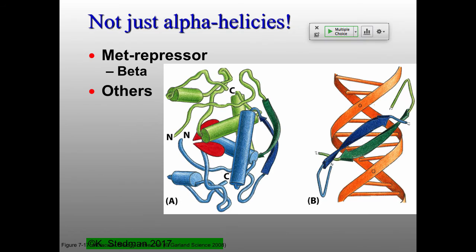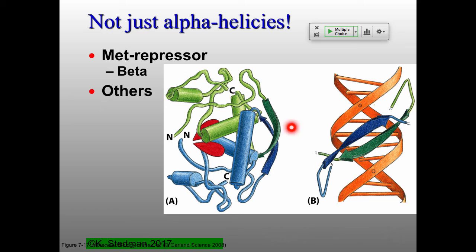And this is one of my favorite examples here. The methionine repressor. We'll talk more about these repressors, particularly in amino acid metabolism, a little bit later on. But one of my colleagues, when I was in graduate school, again, in the late Middle Ages, was working on this particular protein, the MET repressor protein. And as she was working on it, the high-resolution structure of just the protein was solved.